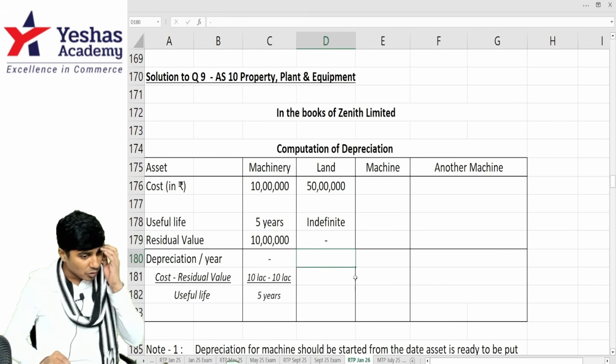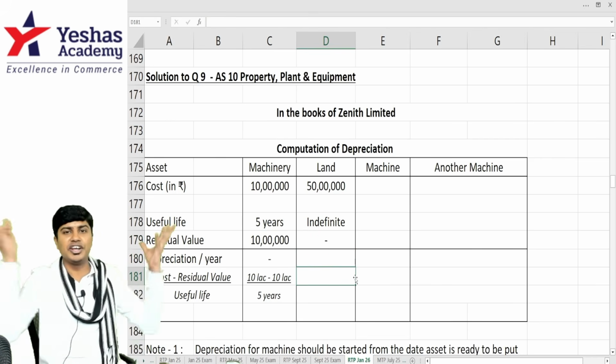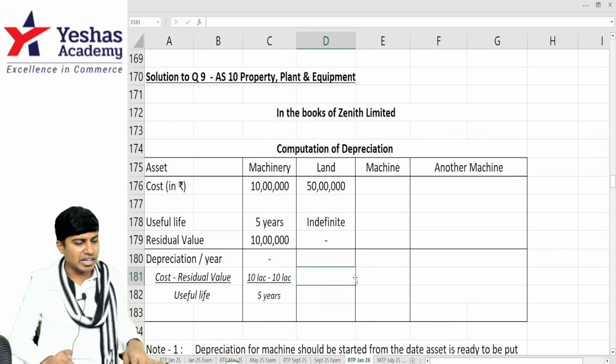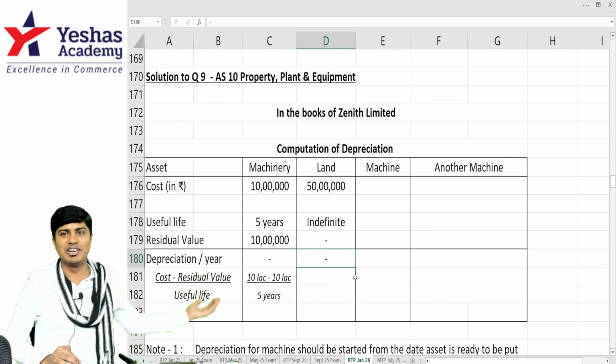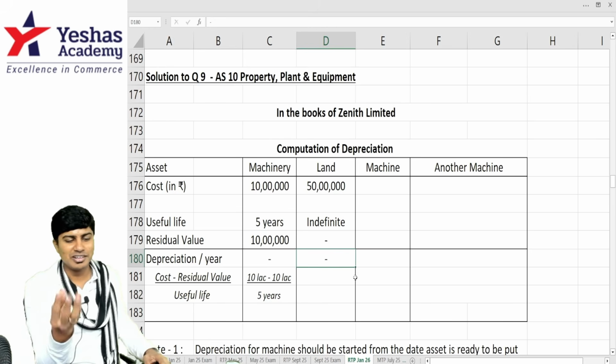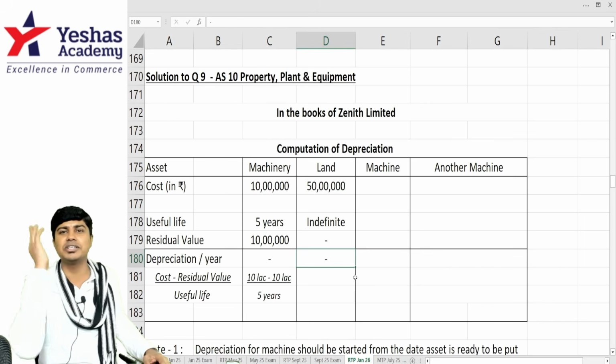So, we will do 50 divided by infinity. 50 lakh minus scrap value 0 divided by infinity. Do it, 50 lakh divided by infinity. You can't do it in the calculator, depreciation will not come. Such a beautiful question. They've given 4 assets. In the 2 assets, depreciation is only not there.